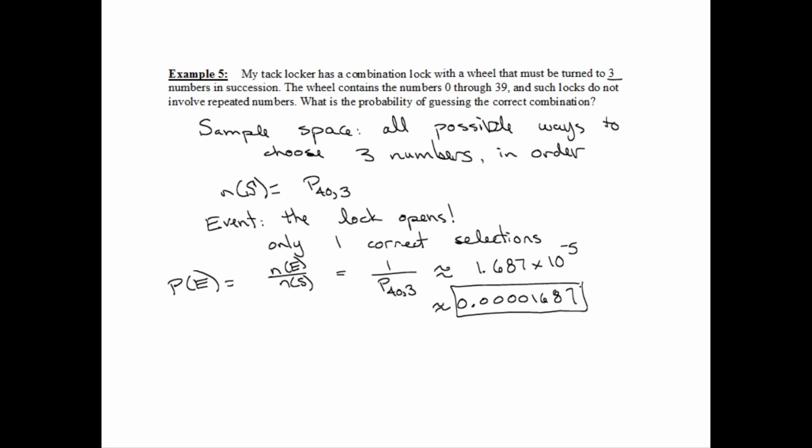If you want to write it without the scientific notation. So this is usually called a combination lock, but what should we really call it? It's not really a combination lock, it's a permutation lock. So next time you hear anyone talking about their combination lock, you can correct them and tell them that no, it's a permutation because the order matters.